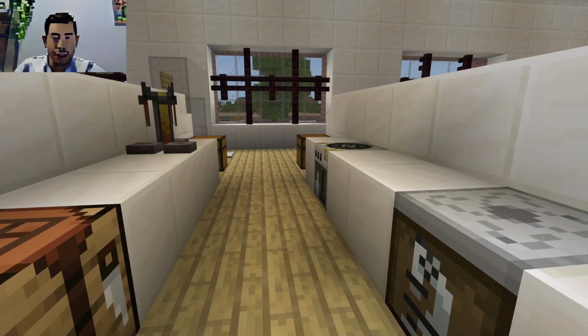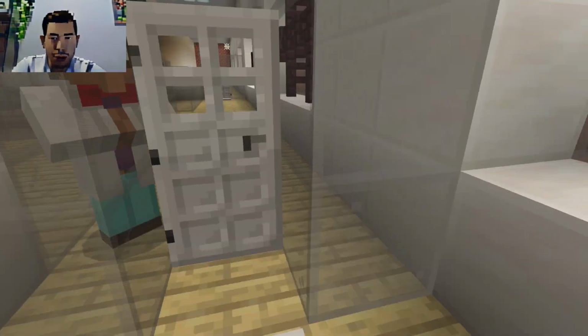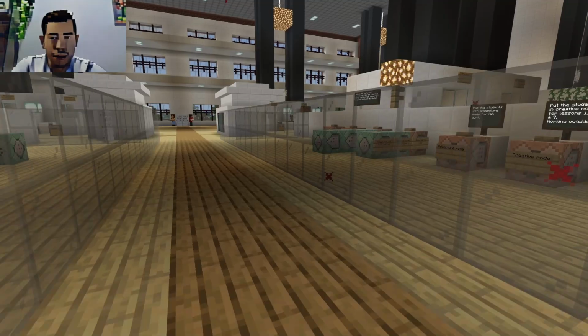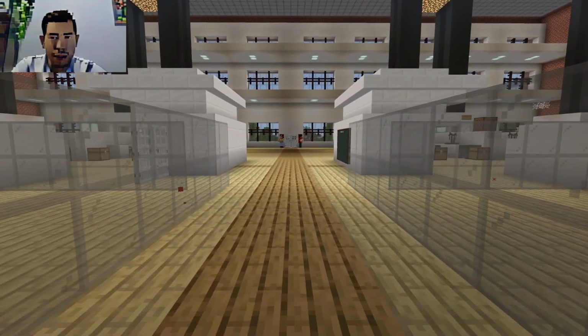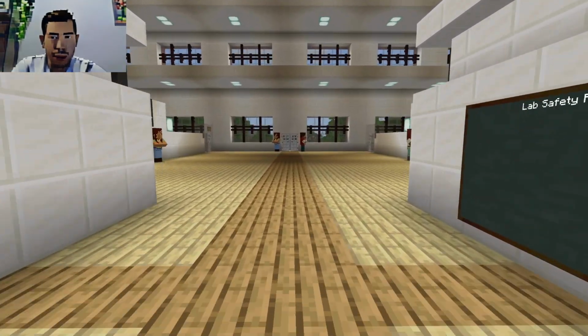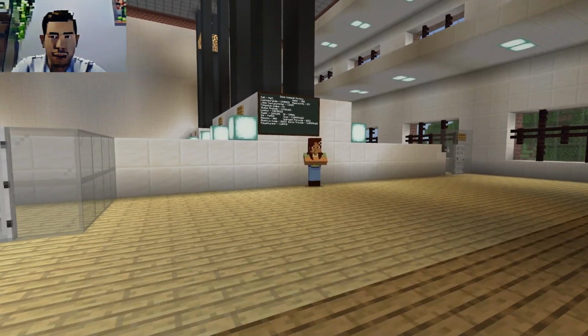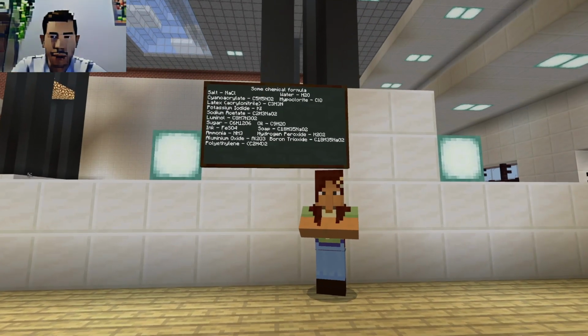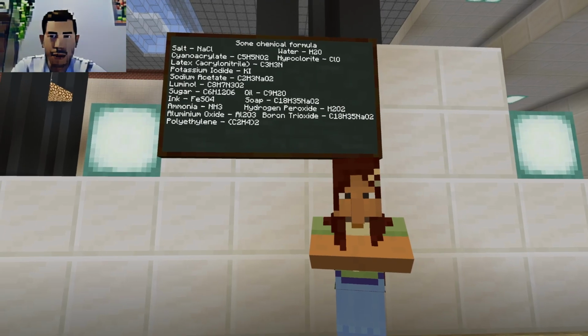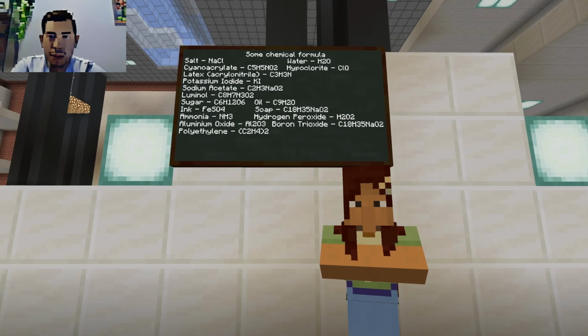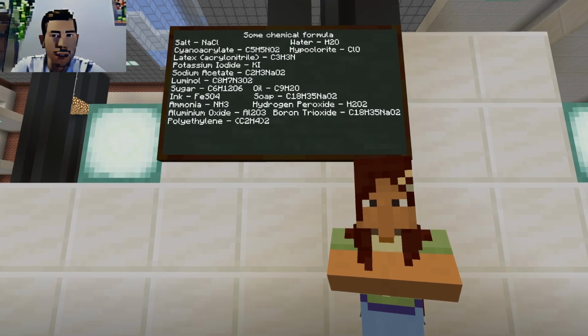Okay, let's continue our journey here. Learning more about molecules and atoms. What is this about? Some chemical formula. Formulas of salt, water, hypochlorite, potassium iodide, sodium, sugar, soap. Oh, great.